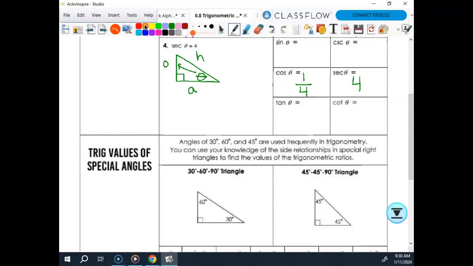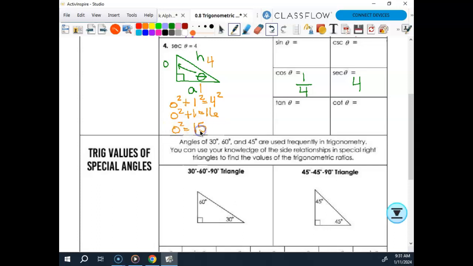Cosine is what over what? I know it's 1 over 4, but thank you. Adjacent over hypotenuse, so this is 1 and this is 4. This is not a Pythagorean triple, so we're going to have to do the Pythagorean theorem. I'm going to use O even though it looks like a 0. O squared plus 1 squared equals 4 squared. Oh, not 14, 4 squared. That's not a 0, it's an O. That gives me O squared plus 1 equals 16, so O squared equals 15. When I take the square root, I technically get plus or minus, but minus doesn't make sense because it's the length of a side. So the opposite side is the square root of 15.